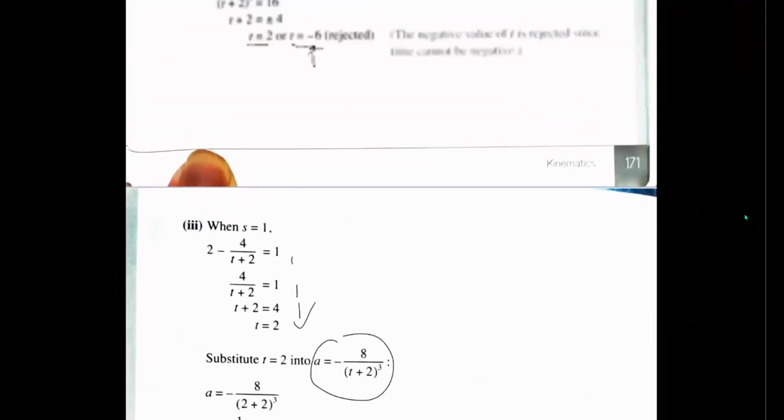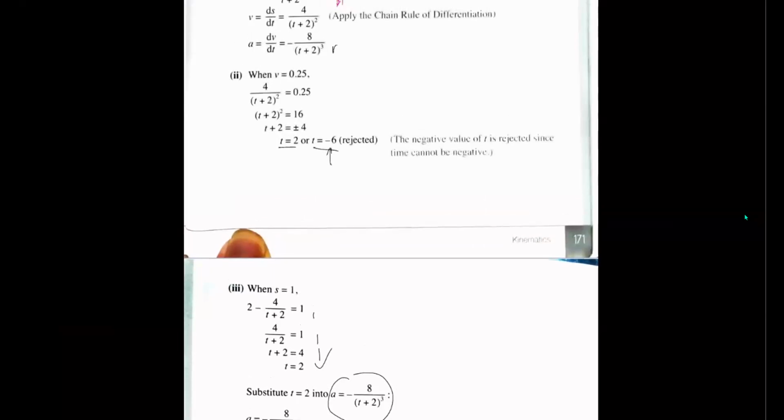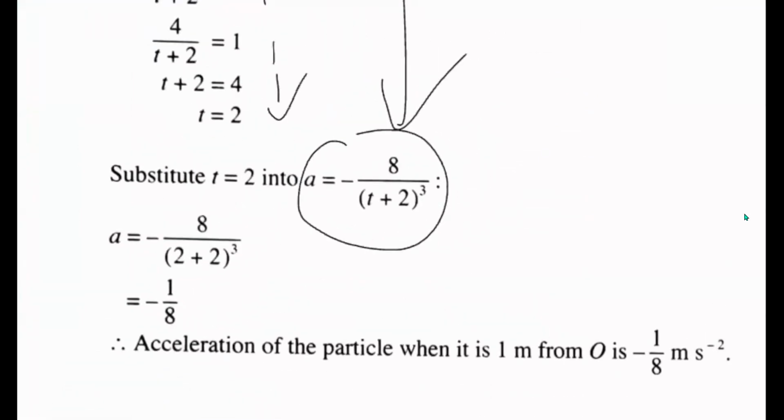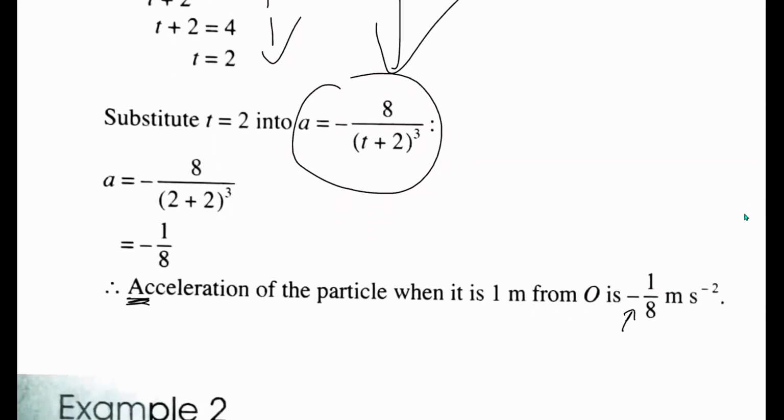If you recall, the formula for acceleration above was already found: negative 8 over (t plus 2) to the power 3. So all you need to do is to copy and paste it here, right? Let me zoom in, and then you substitute in t equals 2, and then you get negative 1 over 8. Take note that the negative sign is important here. You don't throw away the negative sign because it will tell you that it is decelerating. Here, take note of the phrasing. They say acceleration is negative. If you drop the negative, you would say the deceleration is 1 over 8 meter per second squared.